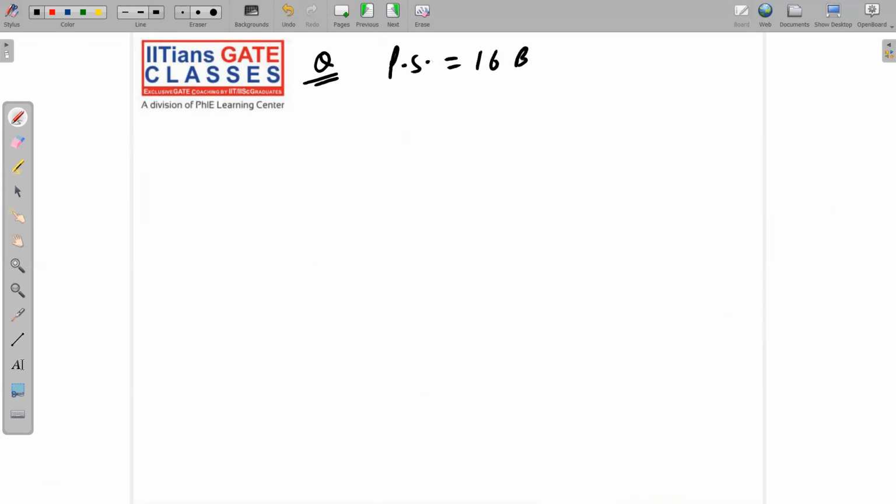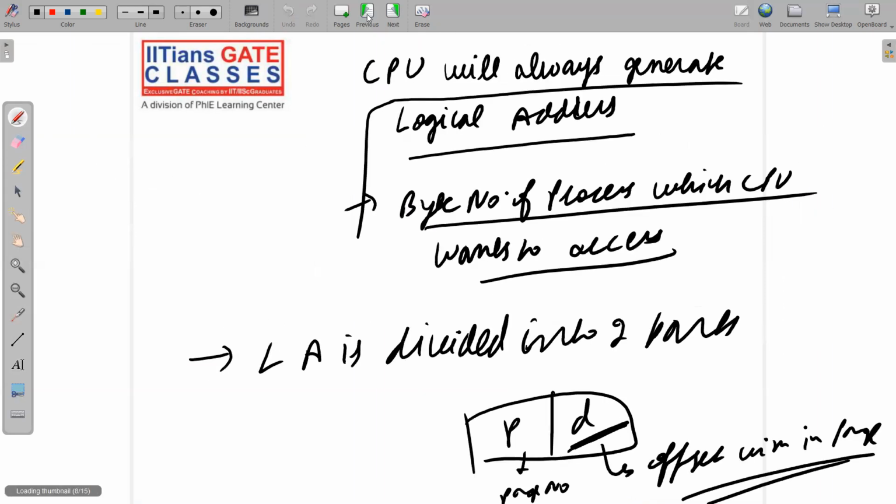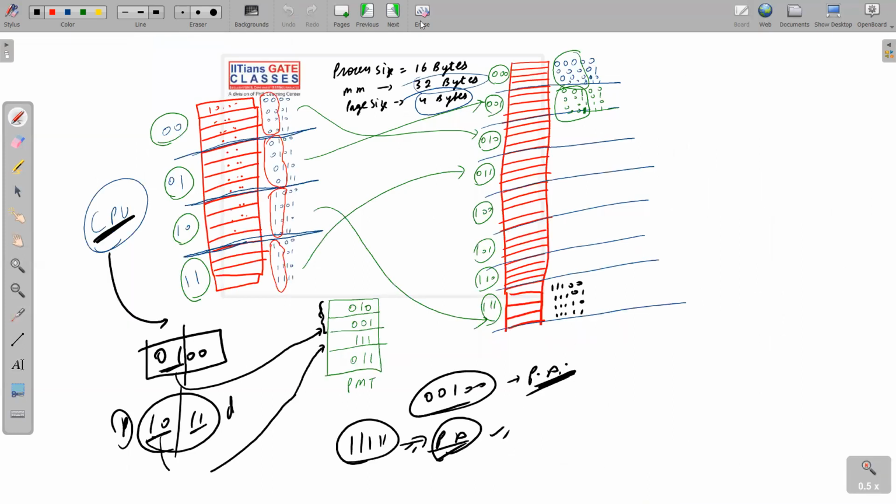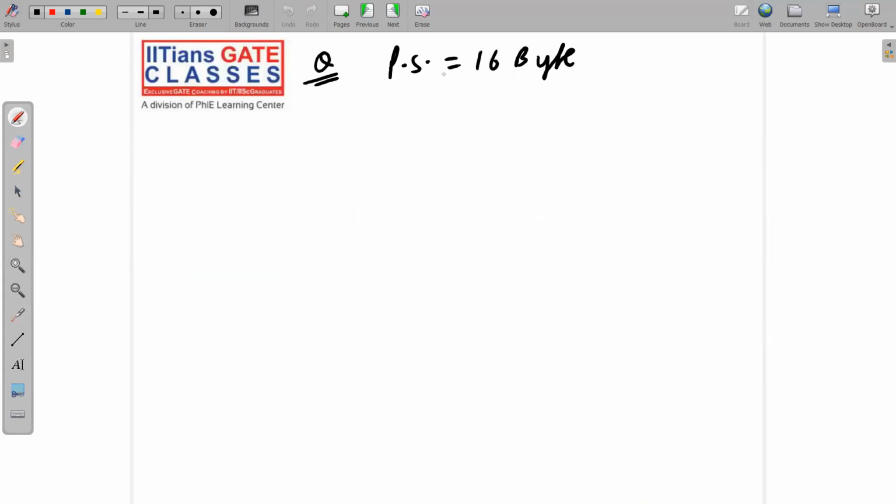process size is 16 bytes. I am taking the same numerical so that you get more clarity. Process size is 16 bytes, main memory size is 32 bytes, and page size is 4 bytes. Whatever data we have taken, I am just taking that for the sake of simplicity. And now I will answer a few questions.